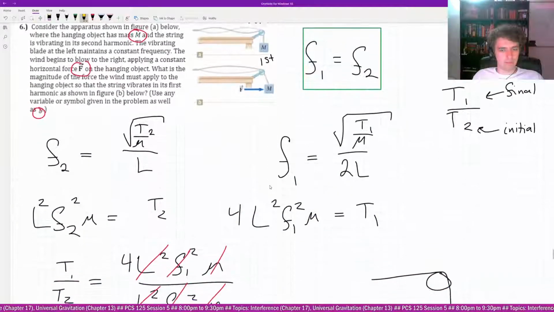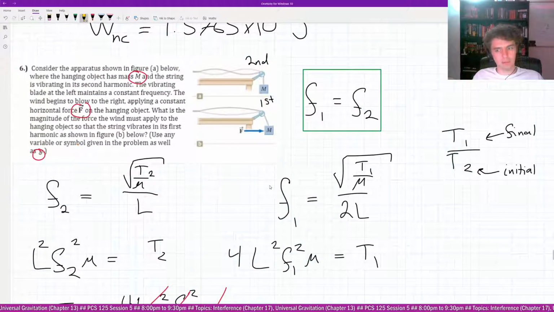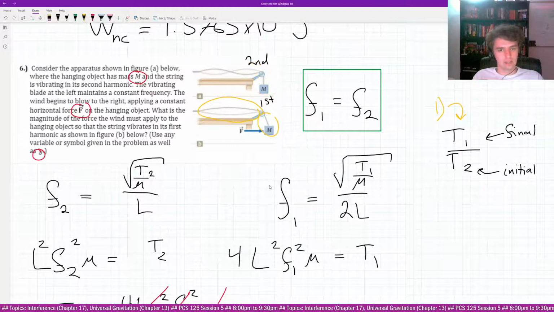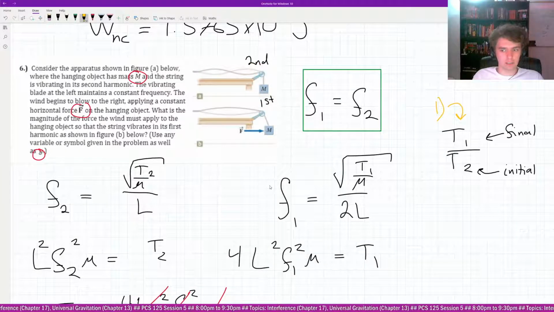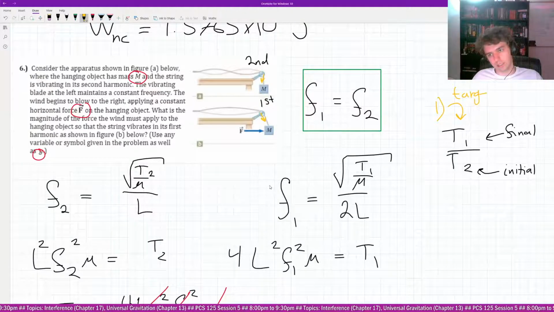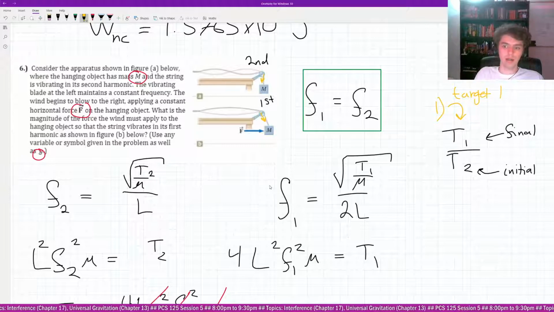So, the first step that I did was really this. What am I trying to find? I'm trying to find the ratio of the tensions. What connects the wave part to the force part is the force of tension. So what if I just find how much bigger the tension is here compared to how much the tension is here? That'll help me find what I'm looking for with the forces after. I can forget about the force going on there for now. So that's my target 1.